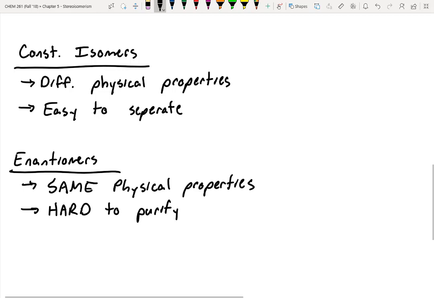If you think about it, if they have the same physical properties, you can't distill them away from one another. You can't do any of the standard lab techniques that we've learned so far. They have the exact same solubility rules, the exact same boiling point, exact same melting point. So they're pretty challenging to purify, but we'll talk about techniques for doing so. The only way we can tell them apart is by the way they rotate plane polarized light, PPL. That's the only way we can tell them apart.